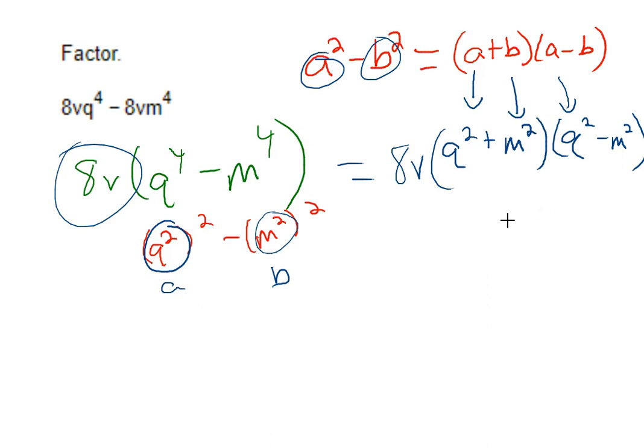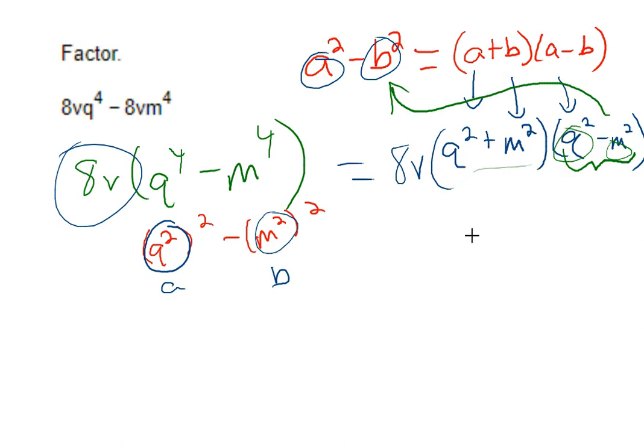And so that's good. You did quite a bit of factoring, but the thing with factoring is you never want to stop until you've factored everything that can be factored. And in this problem, the q squared minus m squared can be factored again, right? Because this again fits into this formula. Instead of a, we have q, and instead of b, we have m. And so we can factor this one more time using the same formula that we just used.